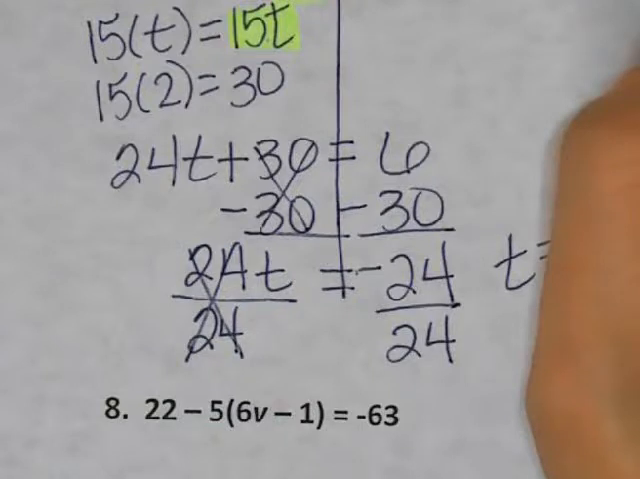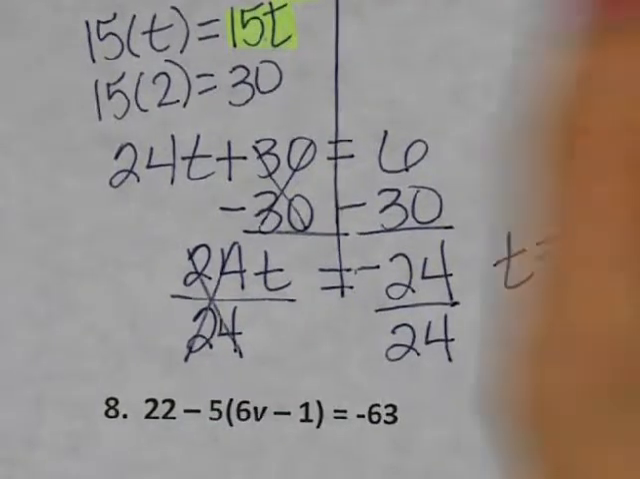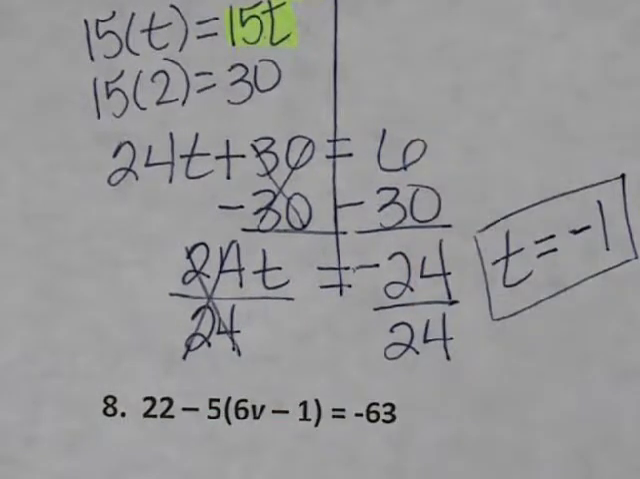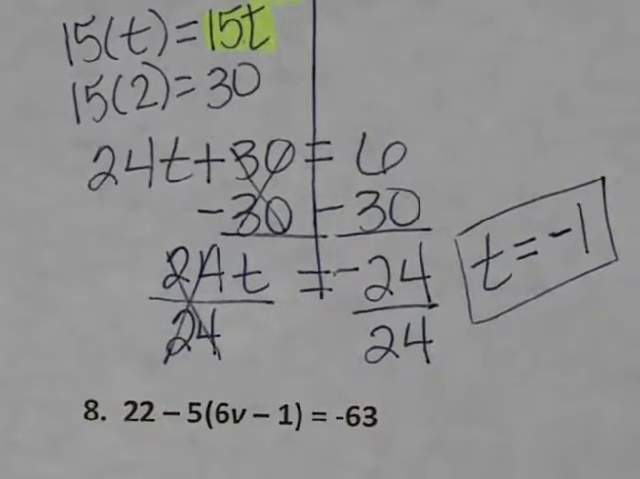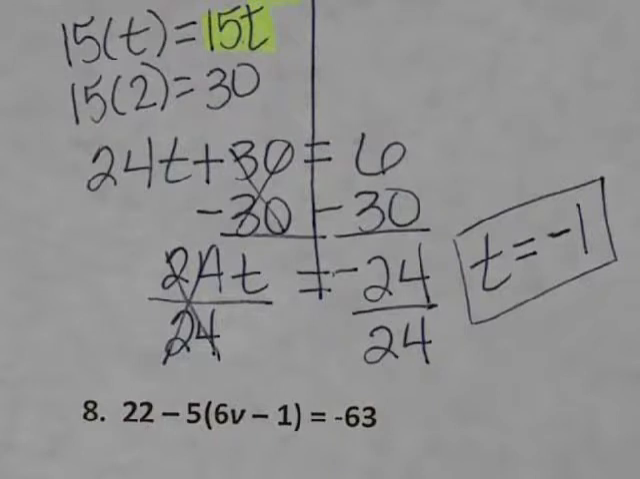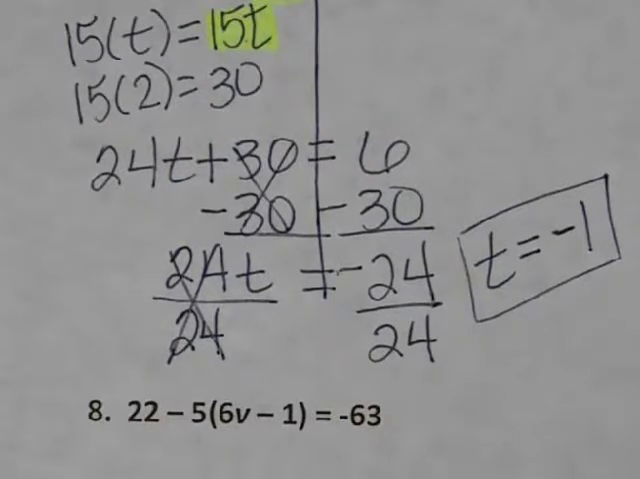So t equals negative 1. Negative 24 divided by 24 equals negative 1. Okay, it's about to get all interesting in here.